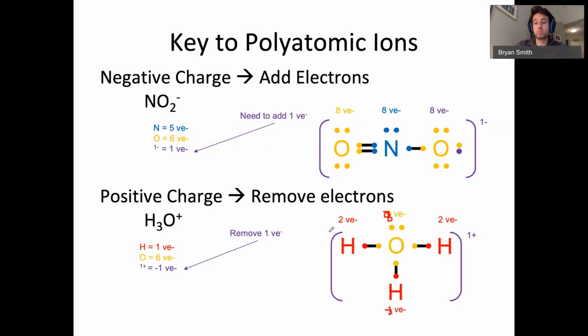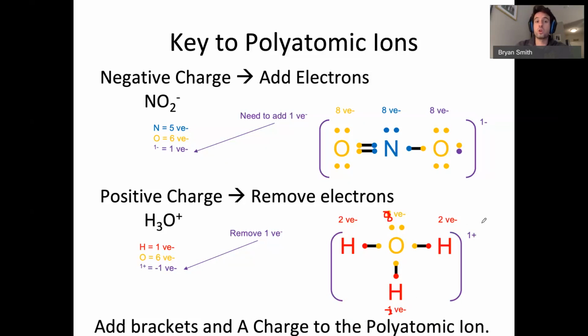Don't forget to include those parentheses. Don't include a +1 charge. So, 3 things I would write down. Negative charge means add electrons. Positive charge means remove electrons. And you always have to add brackets and a charge to the polyatomic ion. I can't tell you the number of half points I've had to take off because people forget the brackets or they forget to put the charge with the brackets. So make sure you do both of those things.